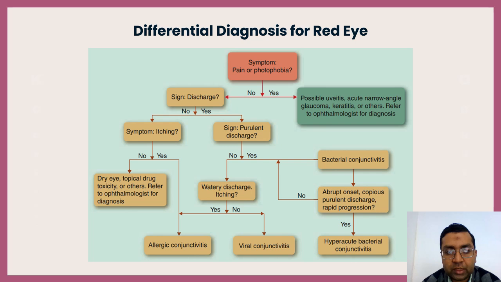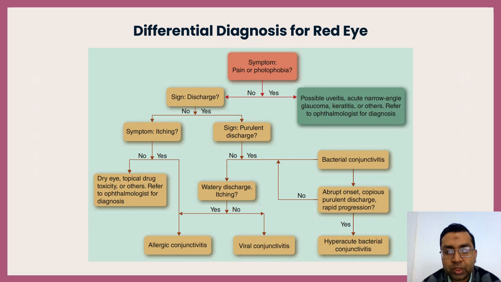If watery discharge is there and there is no itching, it is a condition of viral conjunctivitis. And if there is purulent discharge, yes, bacterial conjunctivitis. Abrupt onset of copious purulent discharge with rapid progression means it is a condition of bacterial conjunctivitis only. If bacterial conjunctivitis is there along with abrupt onset and copious purulent discharge, then it is a condition of hyperacute bacterial conjunctivitis. So in this way we can identify which type of conjunctivitis is present.